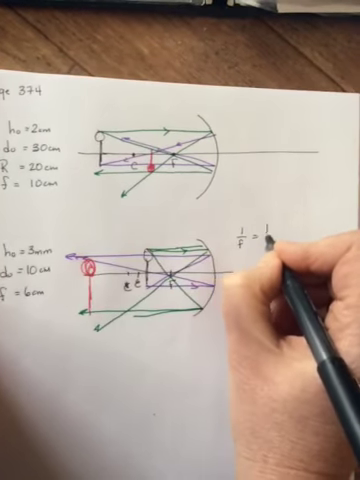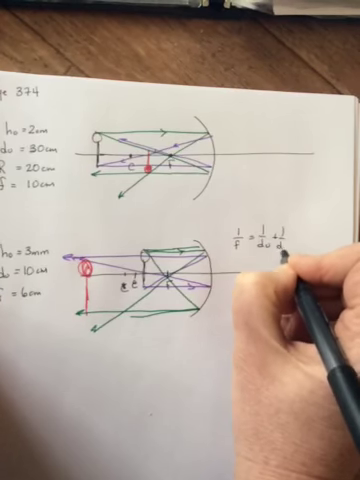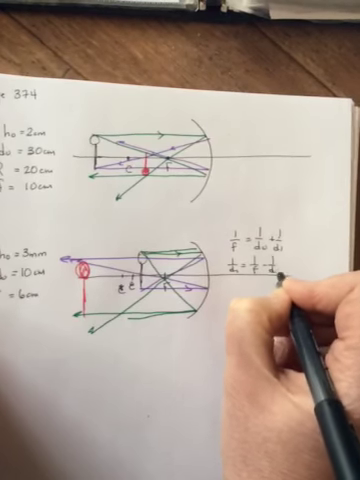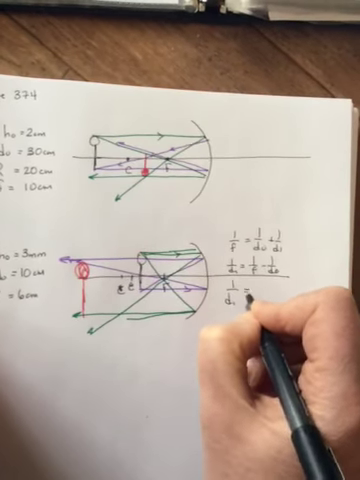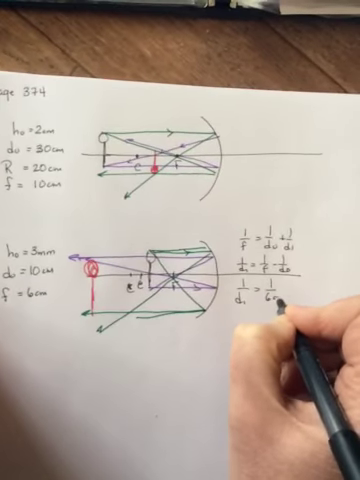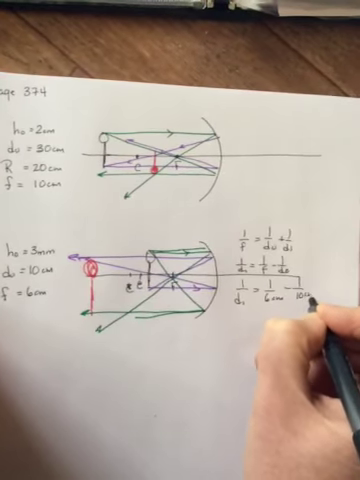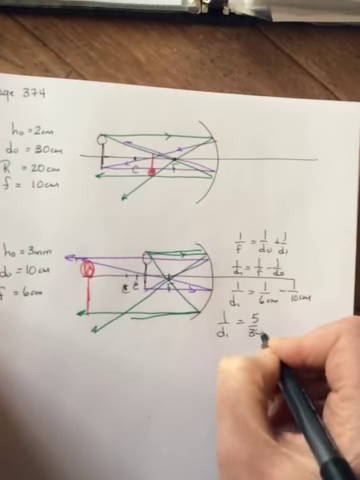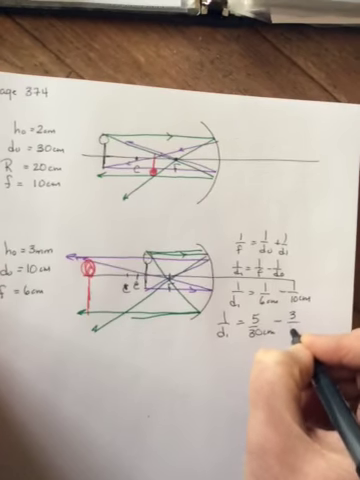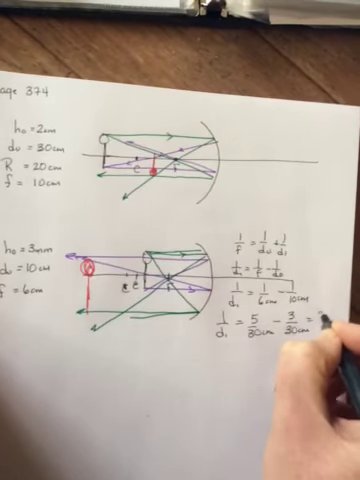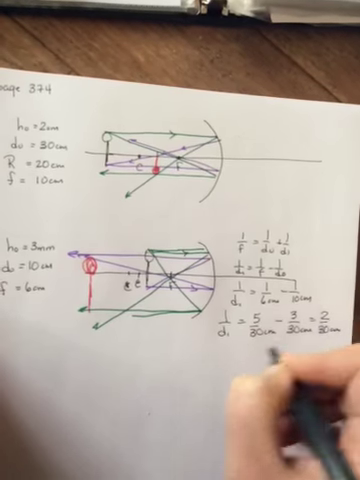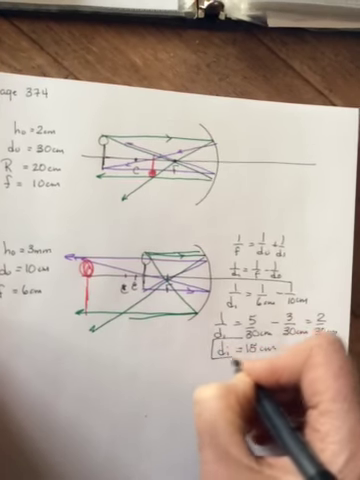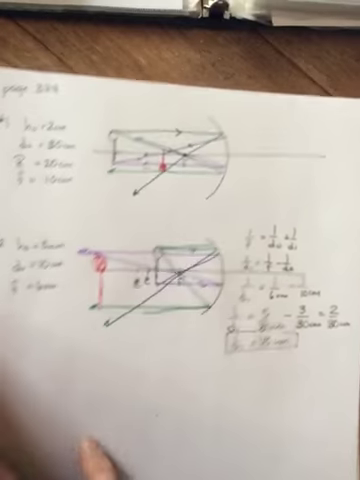So 1 over F is equal to 1 over DO plus 1 over DI. So 1 over DI is equal to 1 over F minus 1 over DO. So 1 over DI is equal to 1 over 6 minus 1 over 10. Common denominator will be 30. So 5 over 30 centimeters minus 3 over 30 centimeters should be about 2 over 30 centimeters, or 1 over 15. So DI is equal to 15 centimeters. That's part B. Part C says find the height.